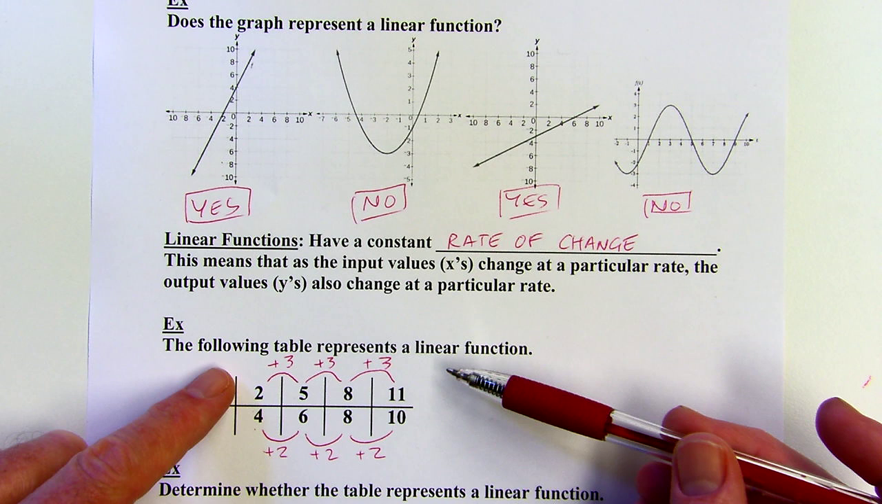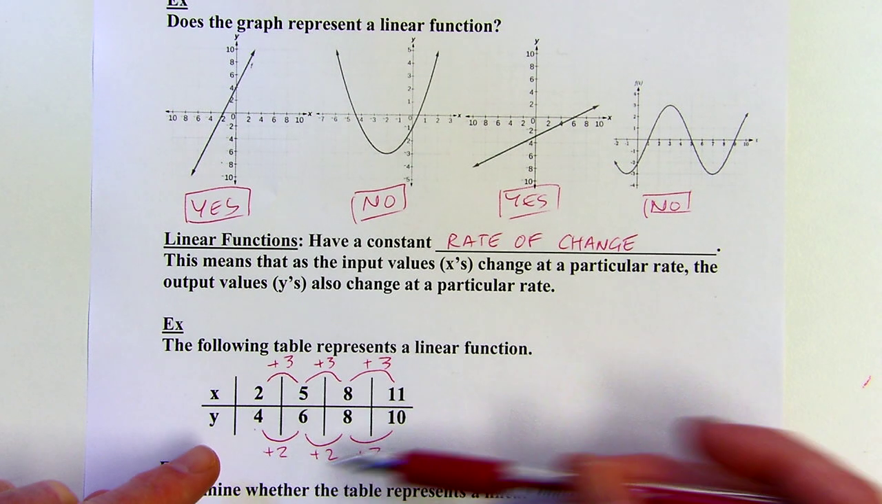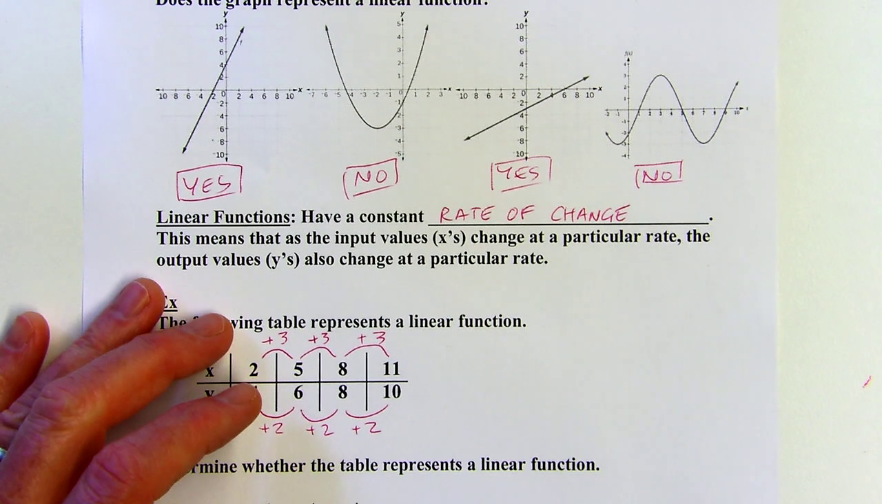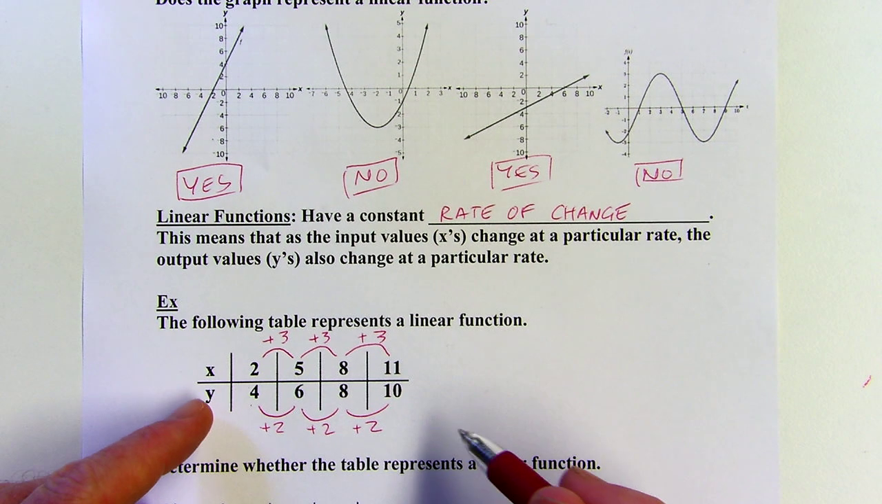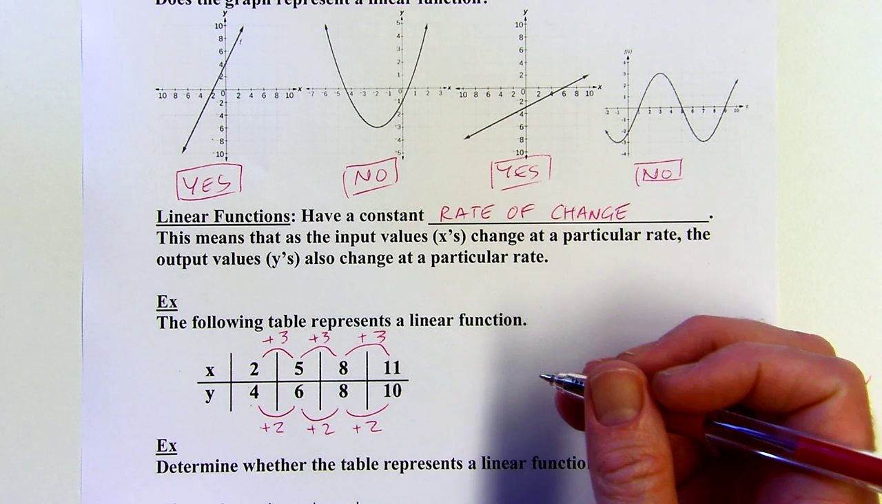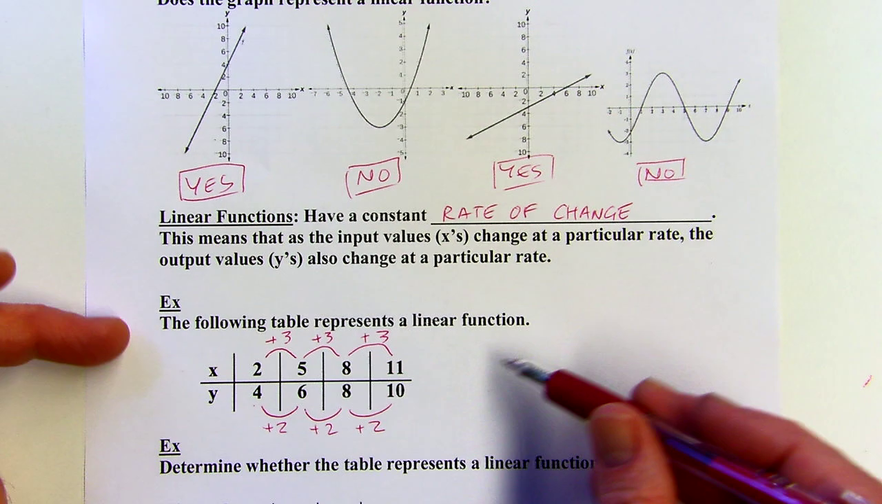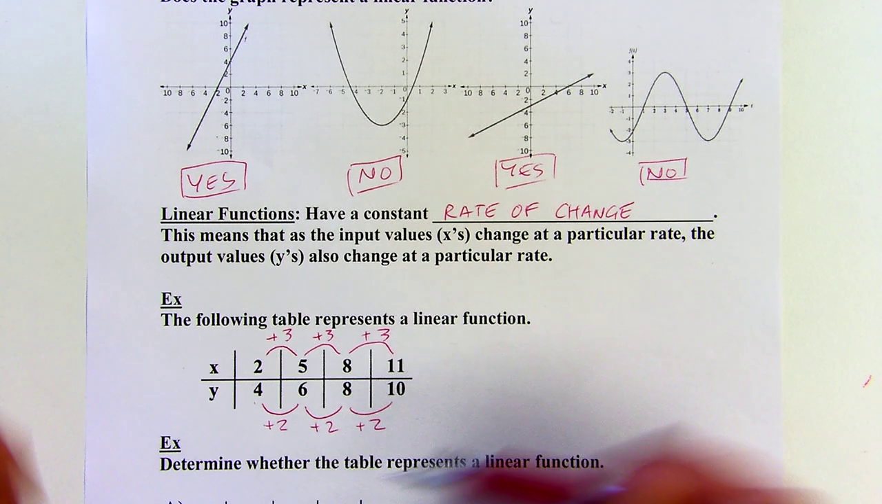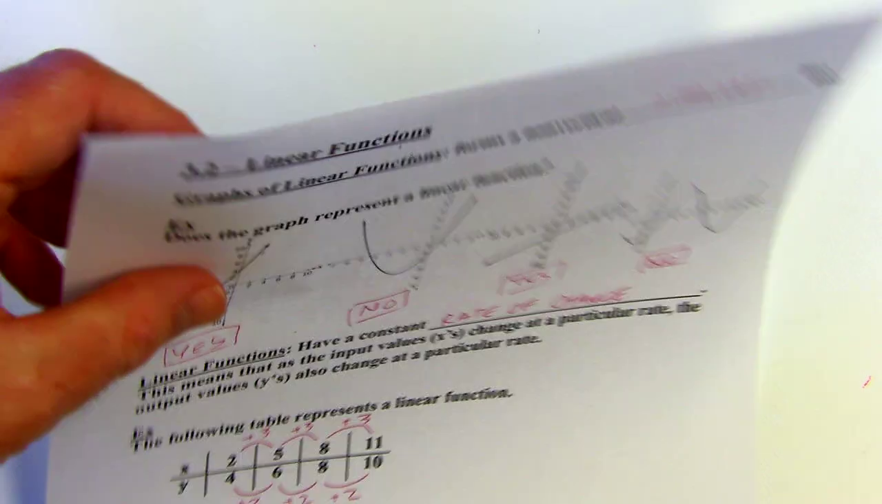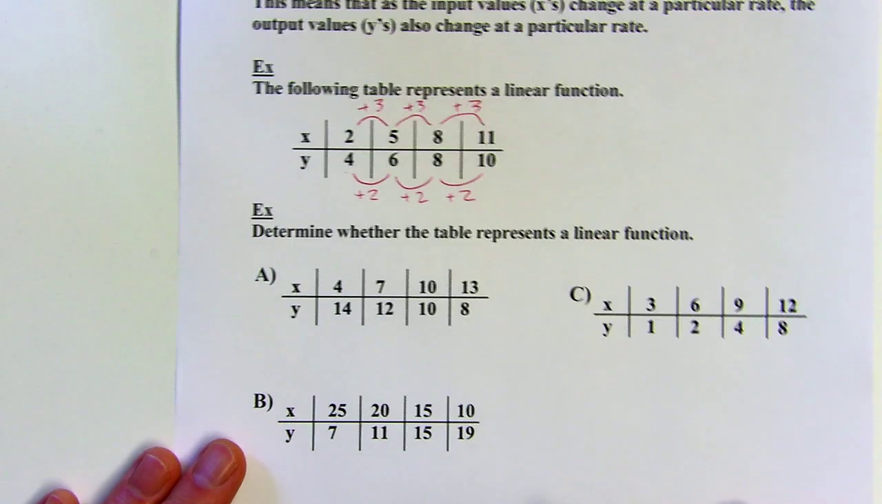The x's are changing at a particular rate, and so are the y's. So when both the x's and the y's are doing that, then I know a straight line would fit these ordered pairs. So my answer here is going to be, well, it's not a question, actually. It says this represents a linear function. But that's the kind of test I'm going to do, okay? So let's try that on these next examples.